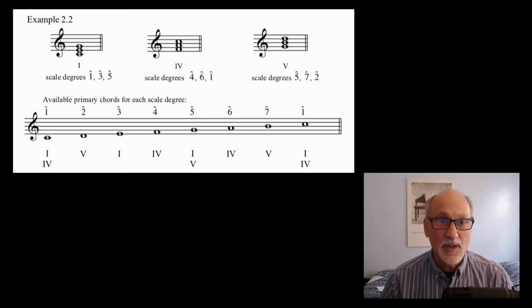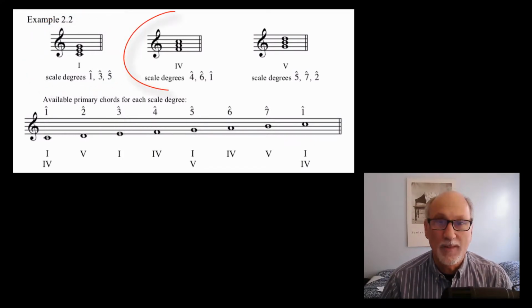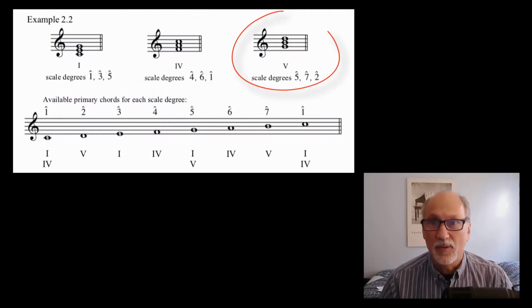So for example, if you look at the one chord and think of the key of C. So C, E, and G, that's the 1, the 3, and the 5 of the scale. The 4 chord, the F chord, is F, A, and C. That's the 4th scale degree, the 6th scale degree, and the tonic, the 1 scale degree. And there's the 5 chord, G, B, D. That's scale degrees 5, 7, and 2. And as you can see by this chart, that covers every note of the major scale.